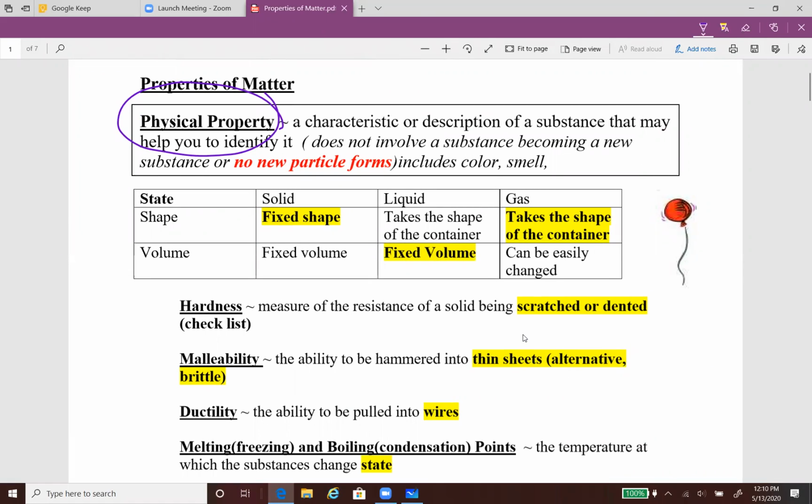For example, you could describe matter using color and smell. That's one way to describe it. Here are some other examples. We can talk about, for instance, its shape.